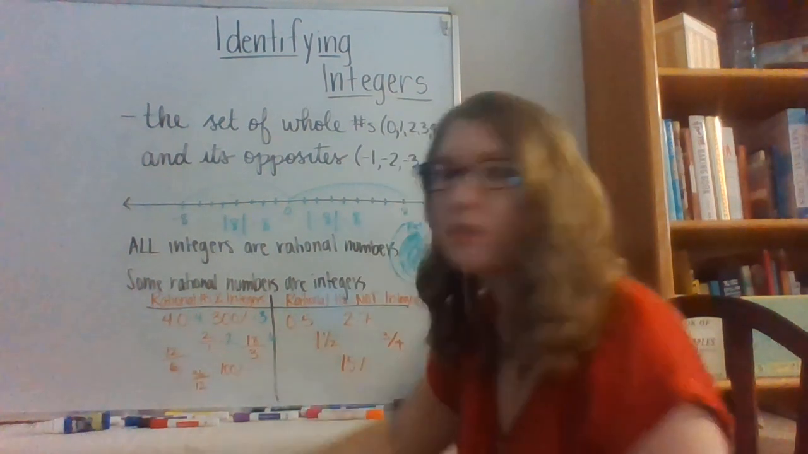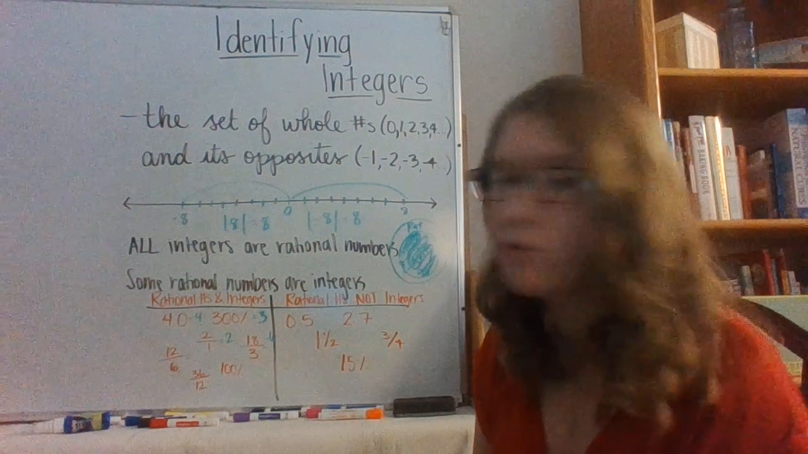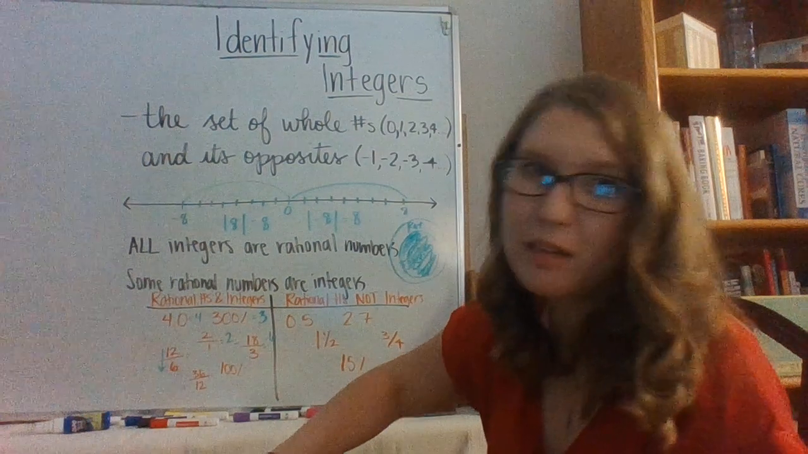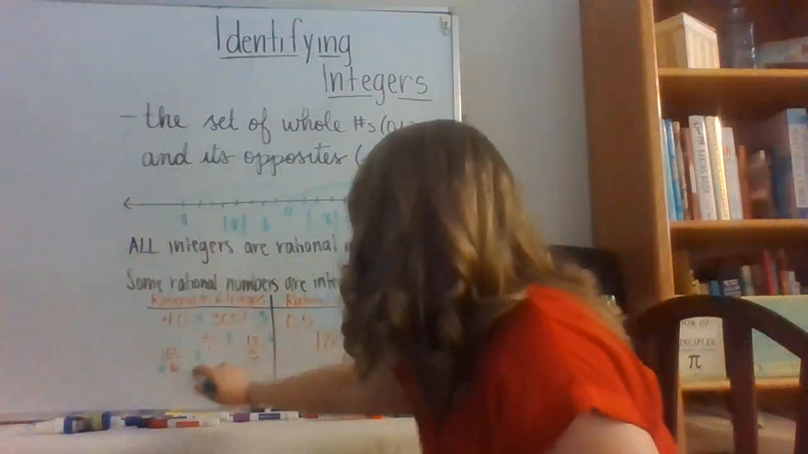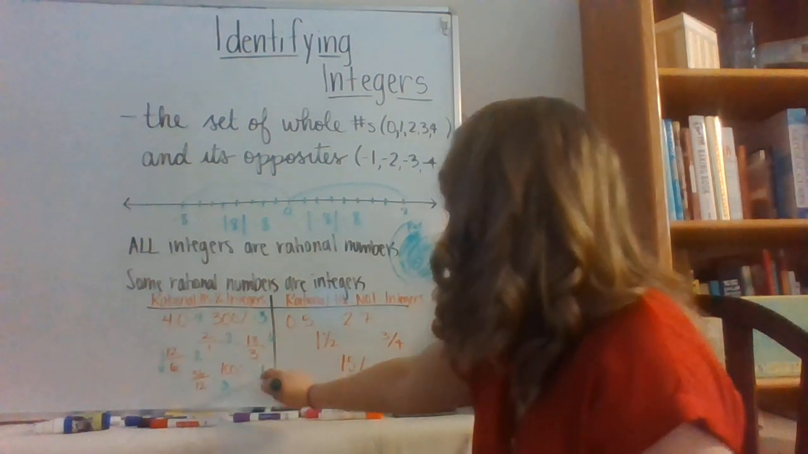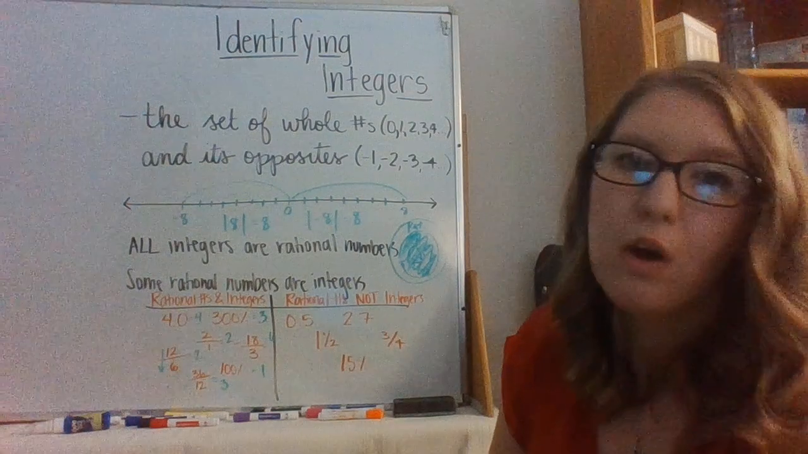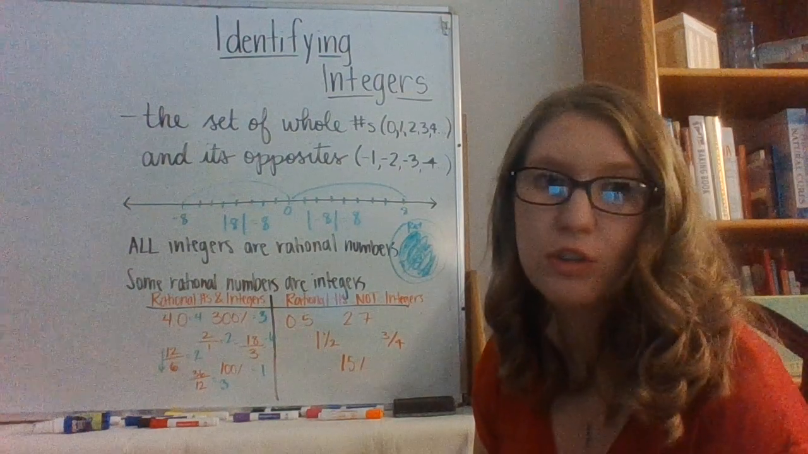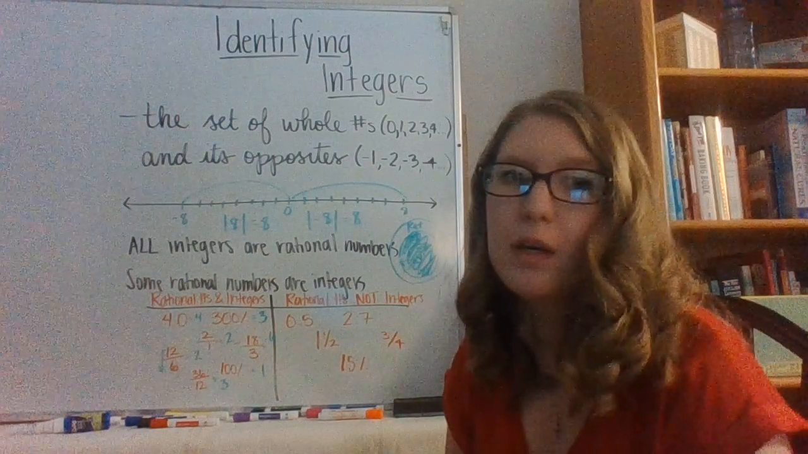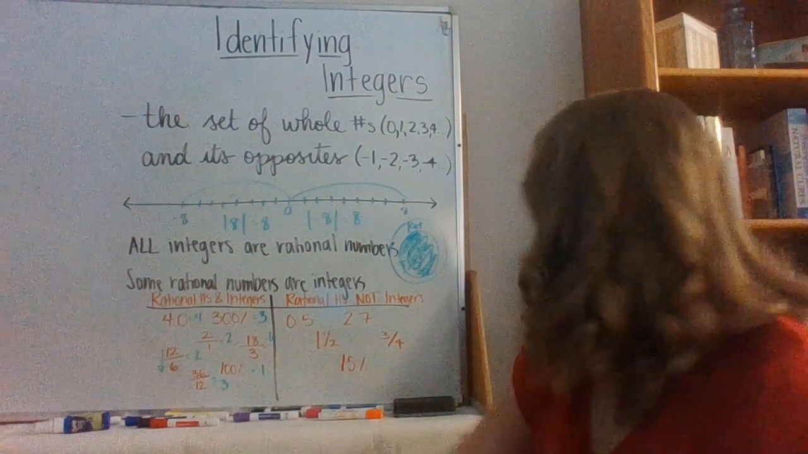12 over 6. Remember that I can look at fractions as division, so I can say that 12 divided by 6 is the same as 2. 36 divided by 12 is the same as 3. 100% is the same as 1. All of those are just integers. They're whole numbers, or kind of that negative whole number, so the opposite of whole numbers.